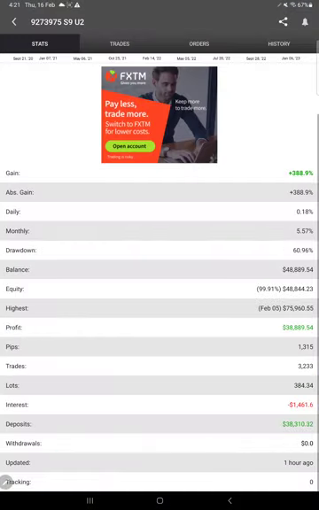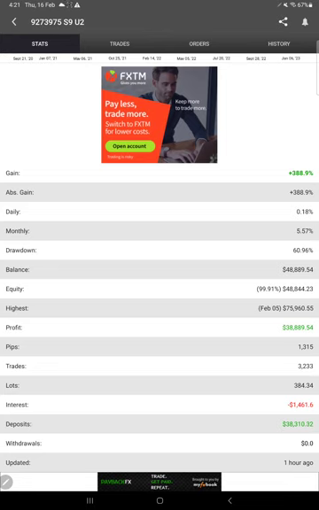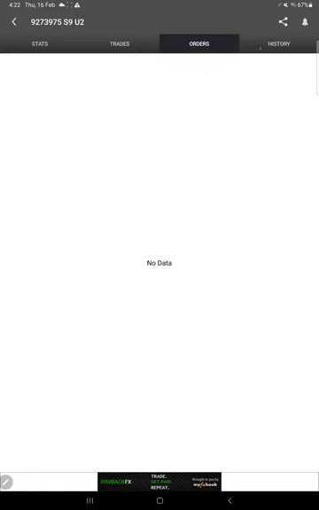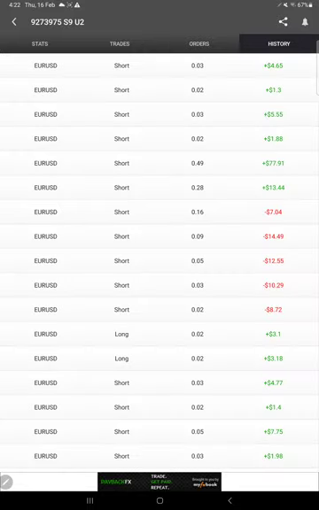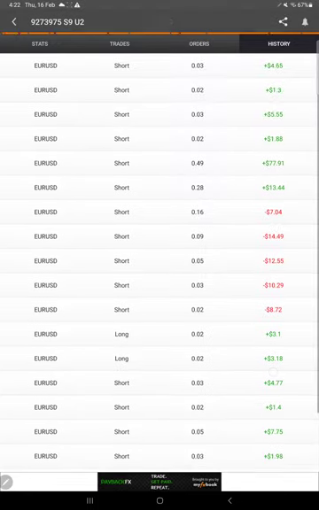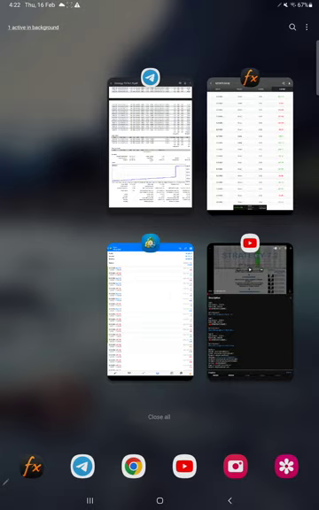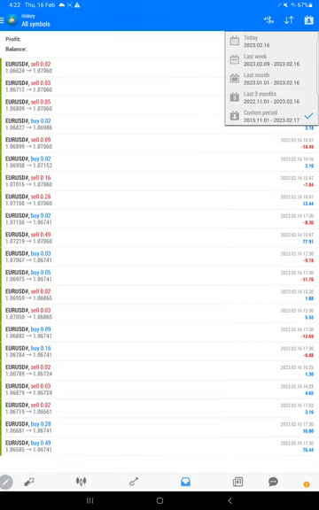This account is connected with MyFxBook as well. So far, 388.9% gain, daily 0.18 and monthly 5.57%. These details were updated just 1 hour ago. This is the recent update, and here are the open trades; in case of any pending order it will show, but here there is no pending order. Here is the trade history. All the trades are recorded here, you can verify it. And here is the MT4 terminal of this account.